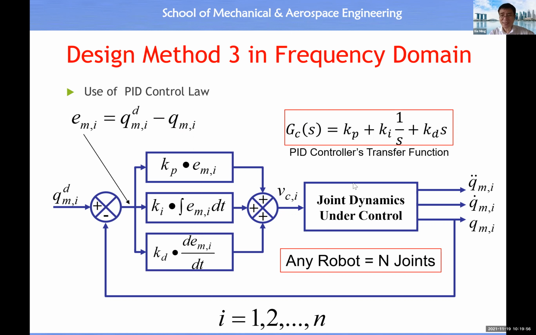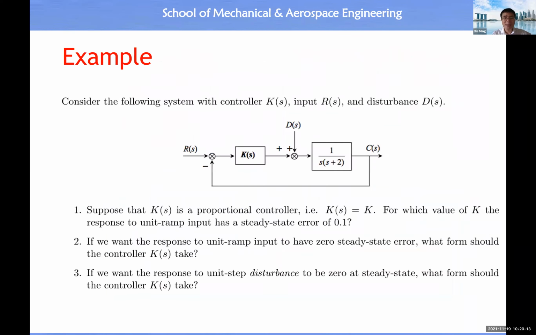Then you see here, the plant under control could be a robot, and the robot means you have N joints. Okay, then for each joint, you have joint one, joint N, etc. So for each joint, you have a motor, then you can have a PID controller, all right? Okay, so here is an example. This is an example about a MIMO system, okay? You see this example has a desired output plus disturbances from the environment, okay?